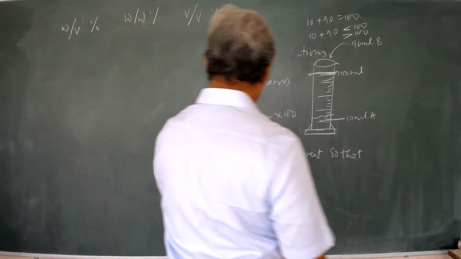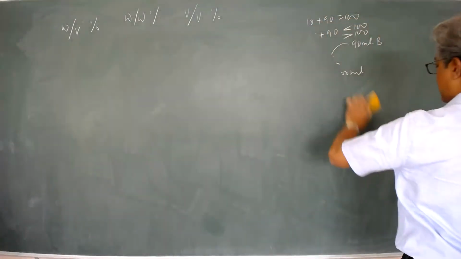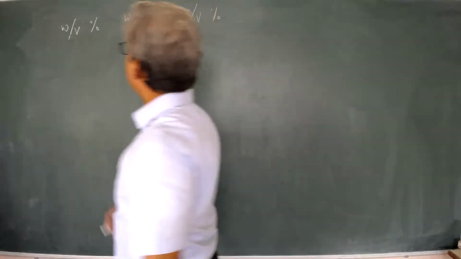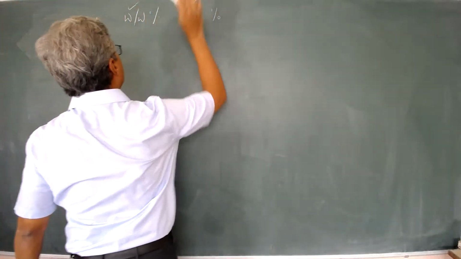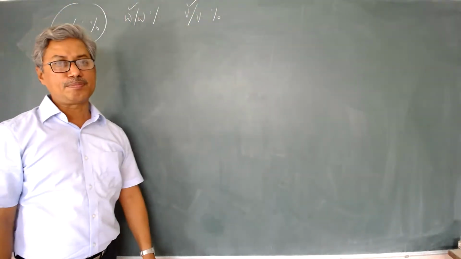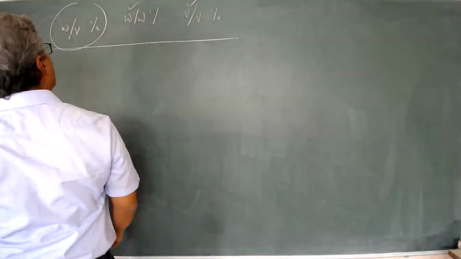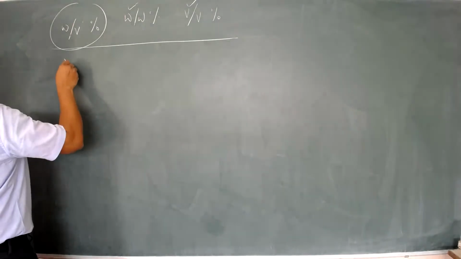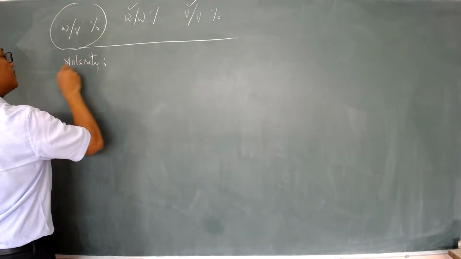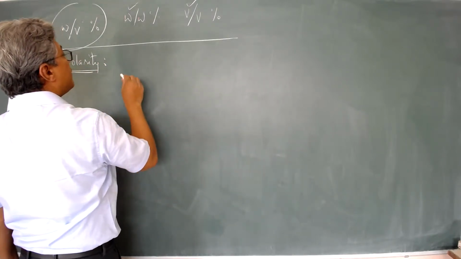So we have seen here mass percentage and volume percentage. When I say mass percentage, it means mass by mass. And when I say volume percentage, it is volume by volume. Third one is mass by volume percentage. Okay, students. Now we'll go for another term, molarity. See, students.